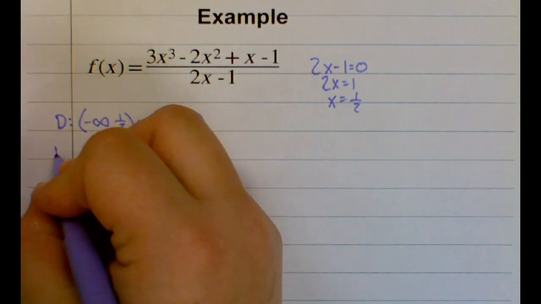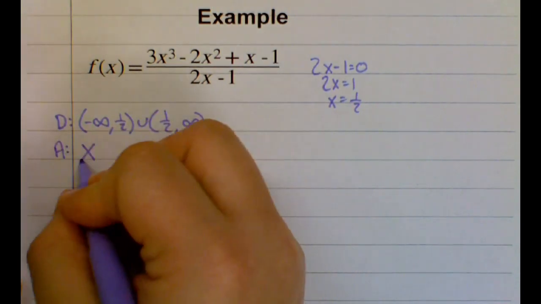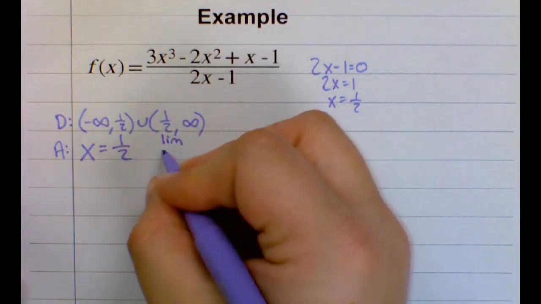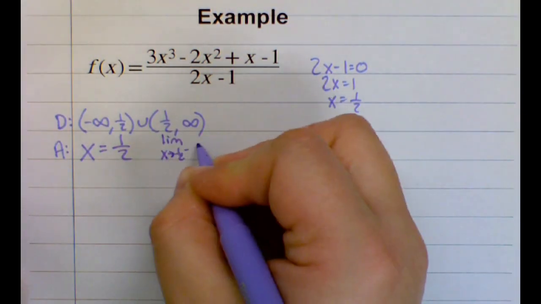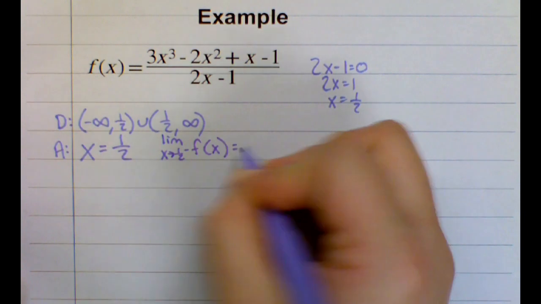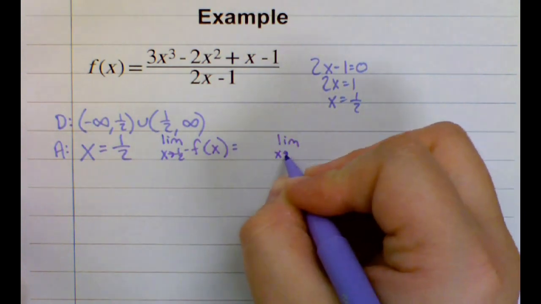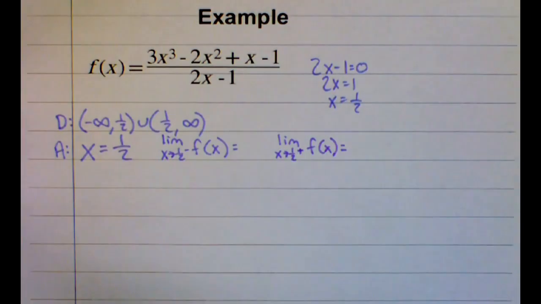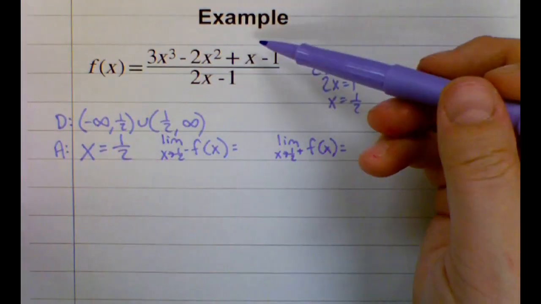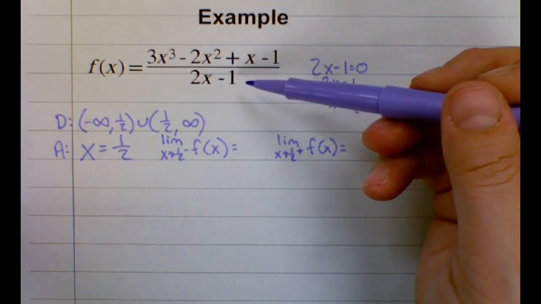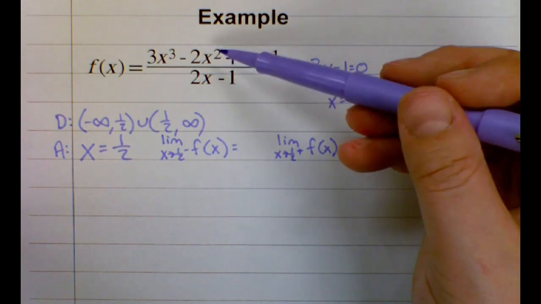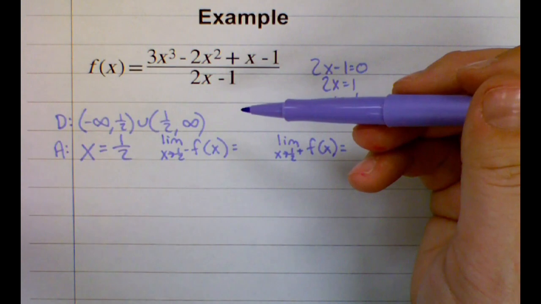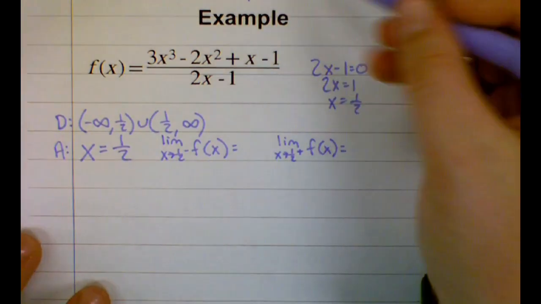I also can start in on my asymptotes. There's an asymptote at x equals 1/2. I know that I will have to find the limit as I approach that from the left and the limit as I approach it from the right. We'll come back to those. Horizontal asymptotes. The numerator is bigger than the denominator, so there's no horizontal asymptote. The numerator's degree is 2 bigger than the denominator's degree, so there's no slant asymptote either. All right, we got domain and asymptote.